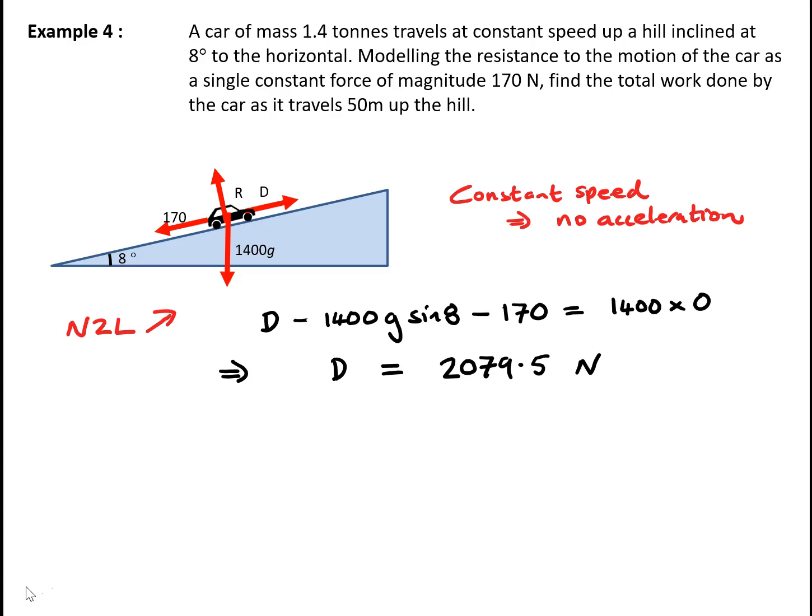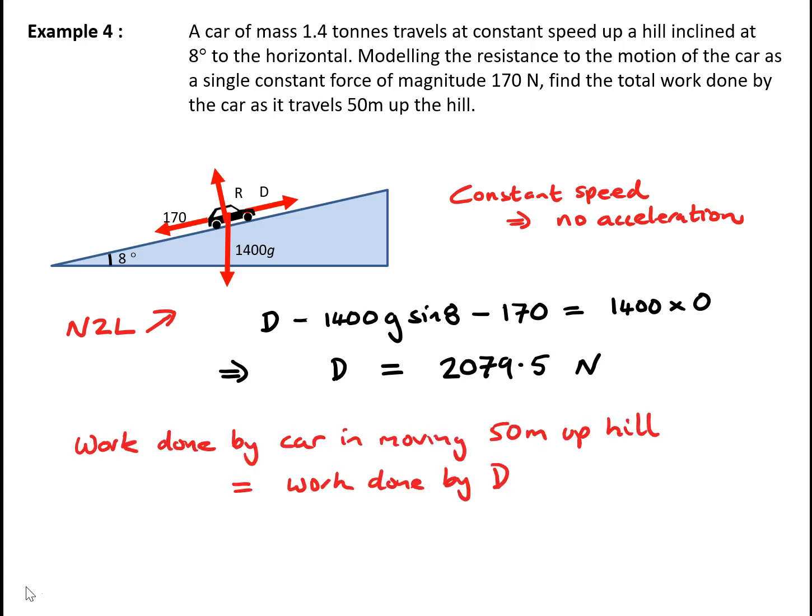And the work done by the car is the work done by D, which is going to be the component of D in the direction of the motion, which is just D, times the distance moved, which is 50. So the work done is 2079.5 times 50, which is 104,000 joules, correct to 3 significant figures.